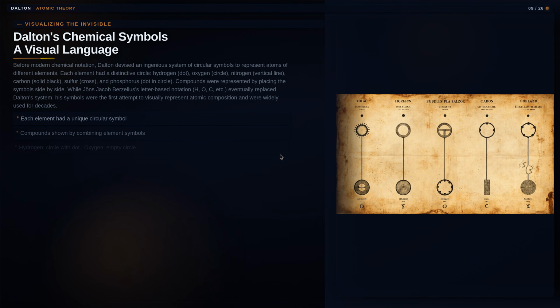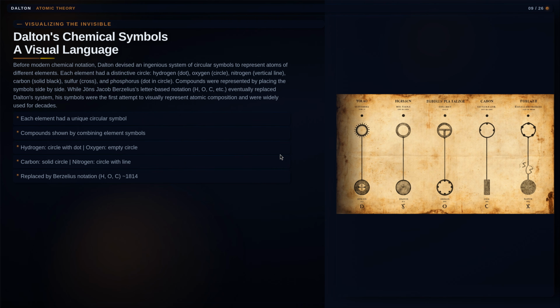Before modern chemical notation, Dalton devised an ingenious system of circular symbols to represent atoms of different elements. Each element had a distinctive circle: hydrogen with a dot, oxygen an empty circle, nitrogen a circle with a vertical line, carbon a solid black circle, sulfur a cross, and phosphorus a dot in circle. Compounds were represented by placing the symbols side by side. While Berzelius's letter-based notation eventually replaced Dalton's system, his symbols were the first attempt to visually represent atomic composition.